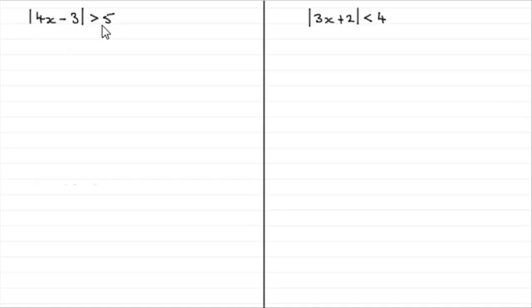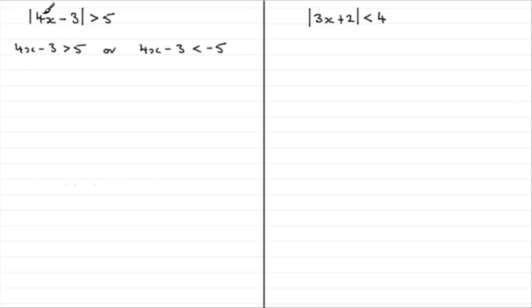To do something like this, what we can say is, knowing that this quantity here has got to be positive, it leads to 4x minus 3 being greater than 5, or we can actually have 4x minus 3 being less than minus 5. Let me just explain. I think this is fairly clear, this one here.